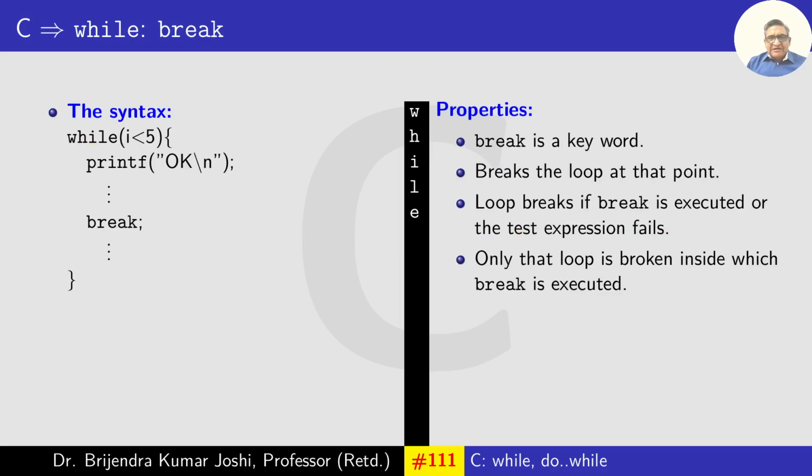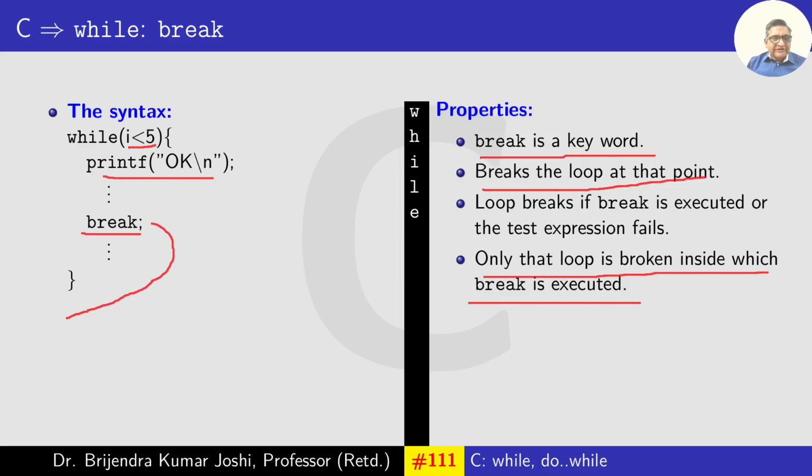Now break is a keyword. It means you can use break only for the purpose it has been defined for. The break breaks the loop at that point where it has been executed. Loop breaks if either break is executed or the test expression fails. And remember, in case of nesting, only that loop is broken inside which the break is executed. So here it will keep on executing this printf. It will come here, and if it encounters break, it will come out of the loop from this point itself.